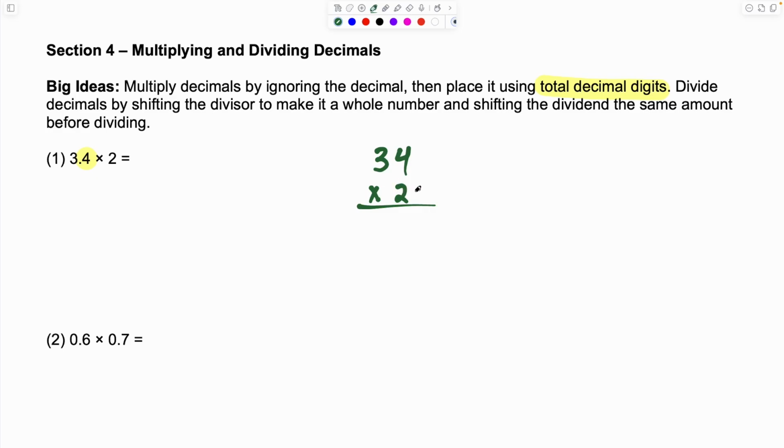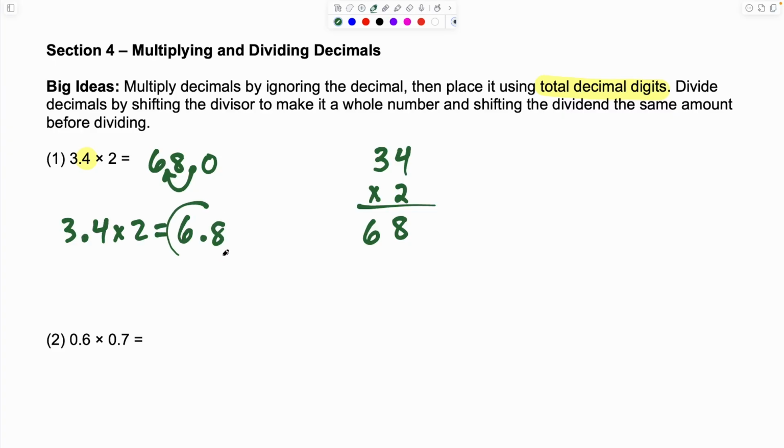So here I'm going to go 2 times 4 is 8, and then 2 times 3 is 6. And this is technically going to give us 68, which I can think of as 68.0. So when I do 3.4 times 2, I take 68.0 and move the decimal one space to the left. The product works out to 6.8. So 3.4 times 2 is equal to 6.8.